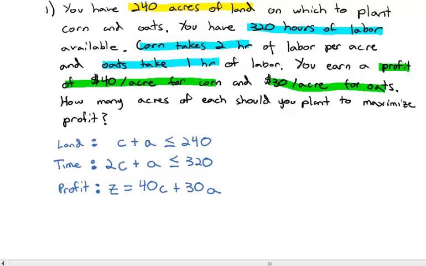Now we have our equations, but we can't put them in the calculator until we solve them for one of the variables. Now I usually look at which variable would be easiest to solve for. We're only going to graph the inequalities. And looking at the inequalities, it looks like the A's are going to be easiest to solve for. So we're going to get the A's alone by subtracting C from both sides. So the first inequality is A is less than or equal to 240 minus C, and subtracting 2C from the second equation, A is less than or equal to 320 minus 2C.